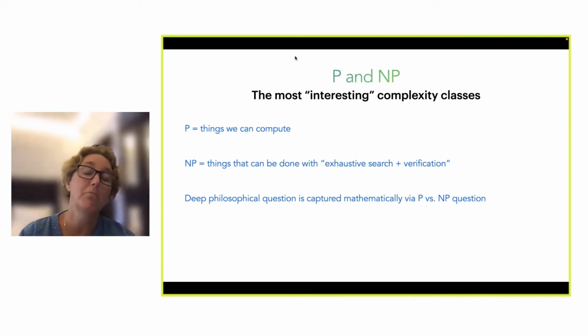And there is some feeling, which we don't yet know how to justify with mathematical rigor, that this is the nature of NP-hard problems. They really need exhaustive search. You can only improve so much on exhaustive search. Whereas problems in P, you can compute much, much, much faster.